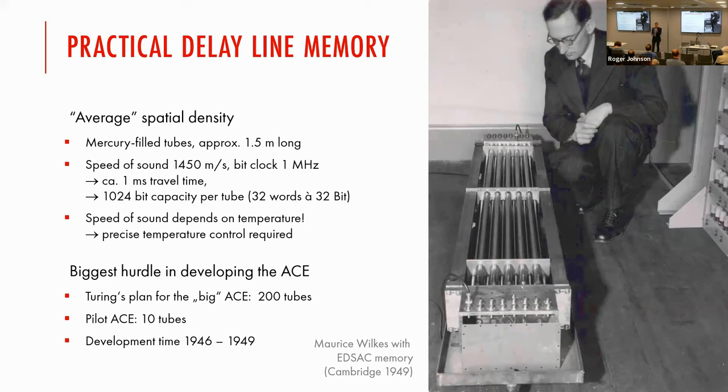Then if you start with a bit clock of 1 megahertz, that's what Turing, kind of based on a gut feel, I think, claimed from the start. Let's design this computer assuming a clock speed of 1 megahertz. That seems still tractable. And on the other hand, we want it fast, of course. So that was a given. Then 1 millisecond gives you about 1,000, or 1,024 if you want to keep it nice and binary, bits which you can keep circulating in there.